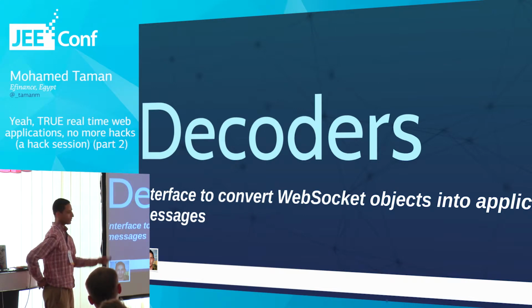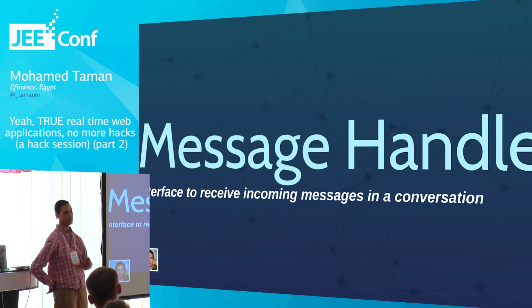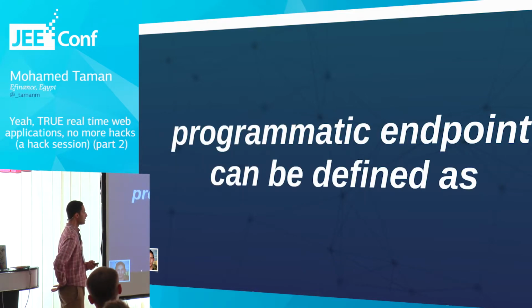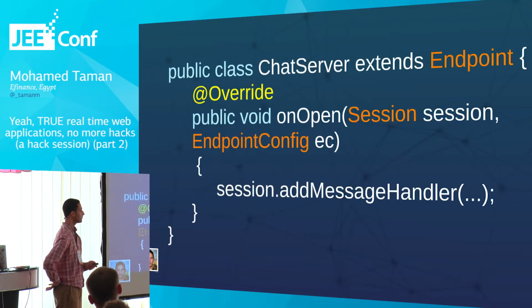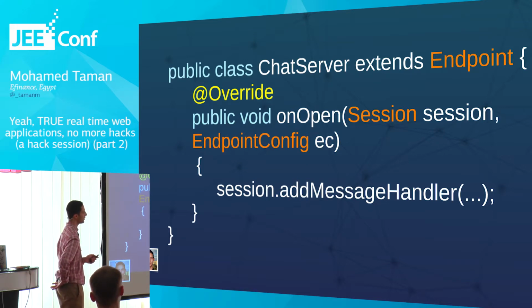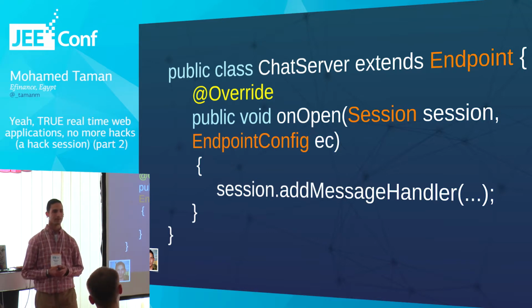Decoders are the vice versa of encoders. Message handler: you are going to work with this only if you work with interfaces to intercept the message. A programmatic endpoint can be defined like this: I just write a chat server that extends Endpoint. This is one of the most relevant ones: override onOpen, and you can call session.addMessageHandler with a message handler that gets the message, and you can play with the message and return it to the customer. So you have management of the life cycle of each method and control.